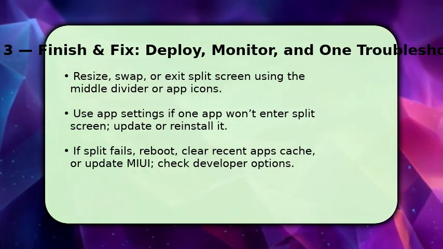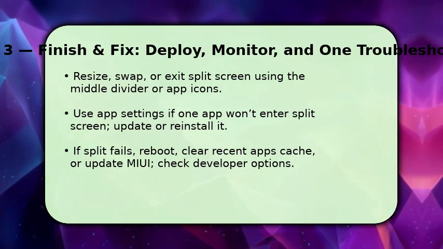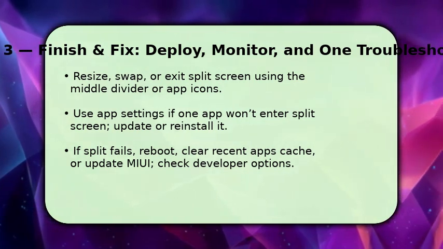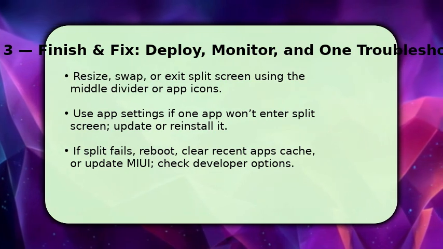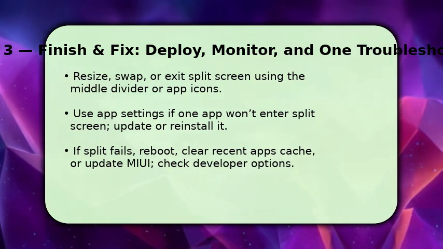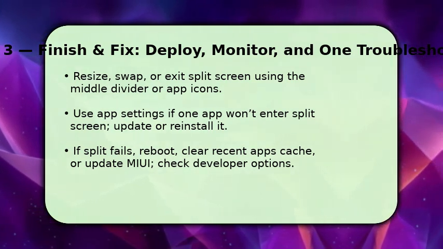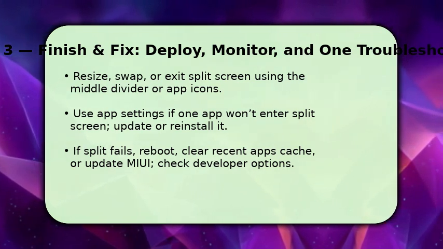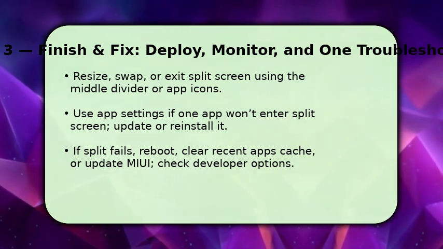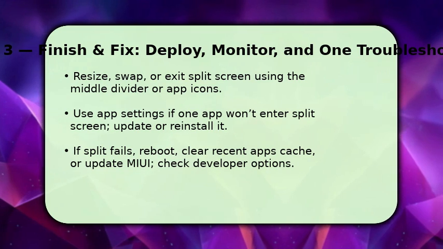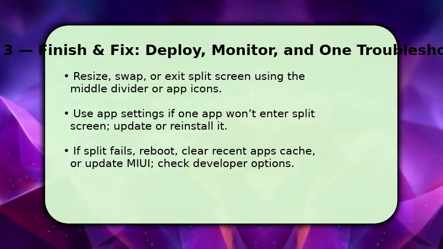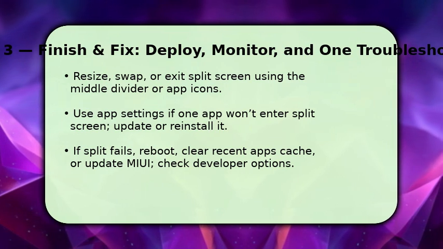If an app refuses split screen, make sure it's updated and check its permissions and display settings. Some apps disable multi-window by design. If you still have trouble, reboot the phone, clear the recent apps list, and confirm MIUI is current. As a last step, enable or inspect multi-window options in developer options. Sometimes toggling related settings restores it.